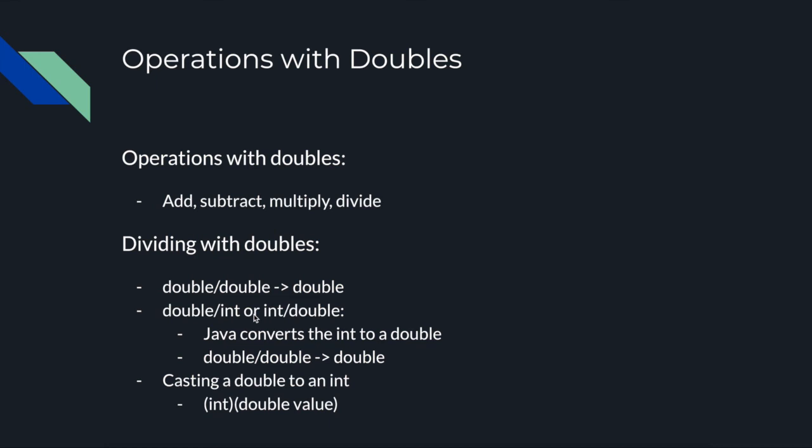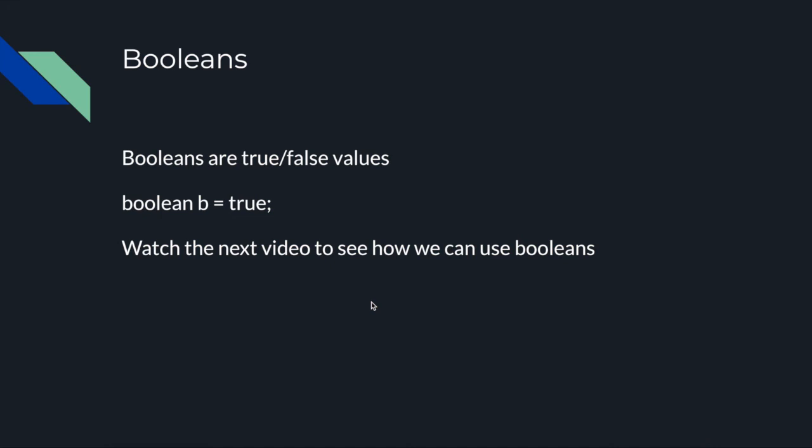Now, this is a bit more complicated, and it's fine if you don't understand this right now, because we will talk about it later. But if we want to cast a double to an integer, which essentially means make the double into an int, such as 3.14 into 3, we would just do int and then the double's value. The casting will always be this way: we'll have what we want it to be cast to, and then the value. And finally, we briefly discussed what booleans are. Booleans are just true-false values, and we can declare one using boolean, the variable name, is equal to true or false. Make sure to watch the next video to see how we can use booleans.